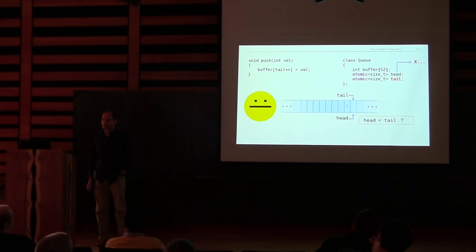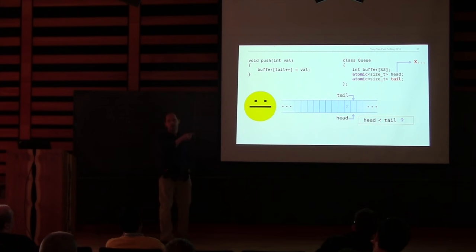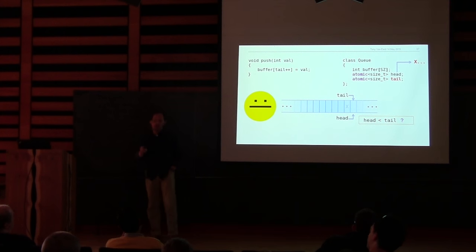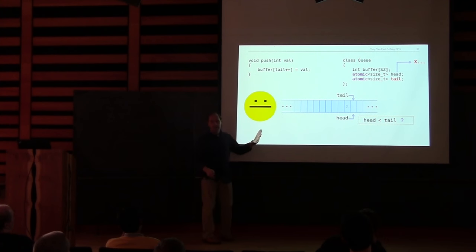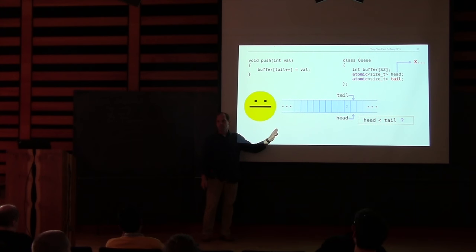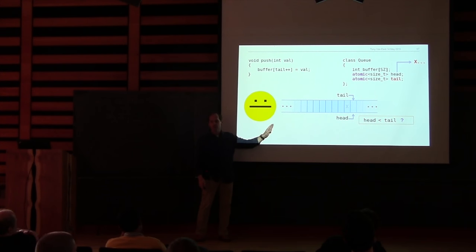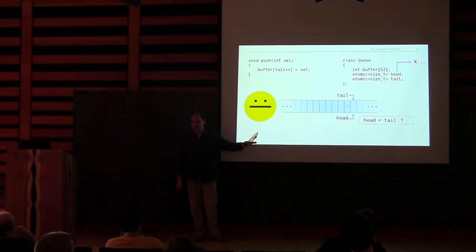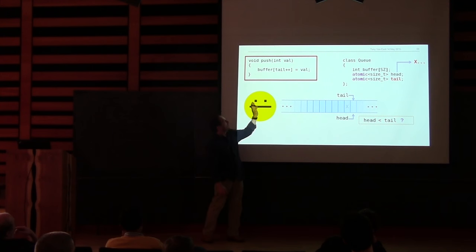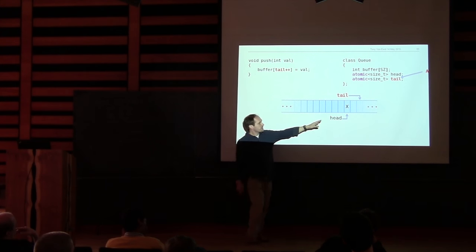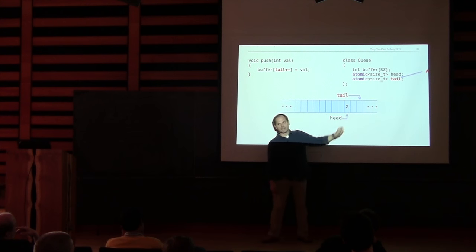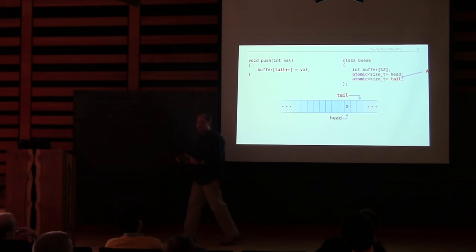Tail can be incremented more times before the stuff's written. We still have that problem. Yes, and that's the problem I'm trying to get to. I just wanted to make sure that head doesn't get too far, even if nothing's being pushed. So let's imagine that head won't go past tail if nothing's being pushed. But then we still have this problem, where tail got ahead but it didn't write yet. So that's why I'm trying to say, let's just handle this case.